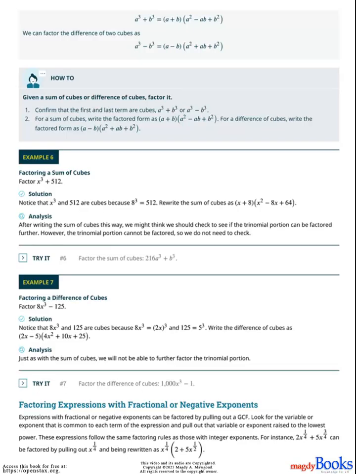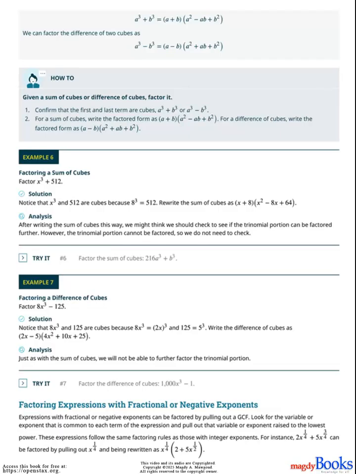Analysis. Just as with the sum of cubes, we will not be able to further factor the trinomial portion. Try it number 7. Factor the difference of cubes: 1000x cubed minus 1.